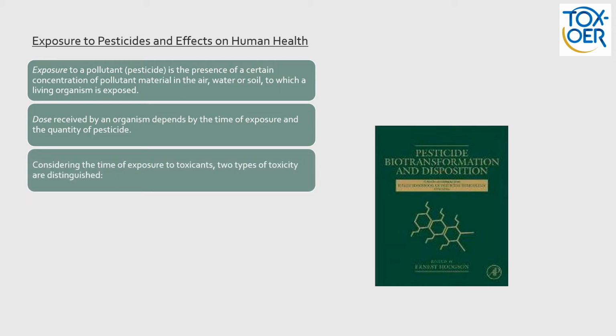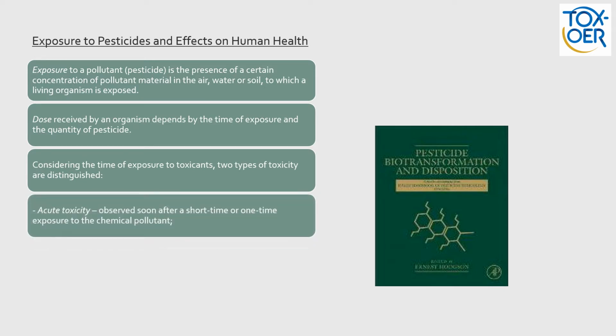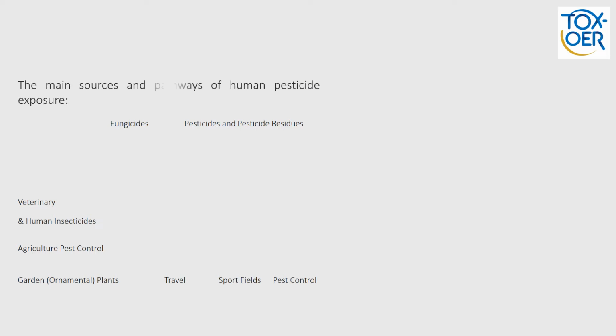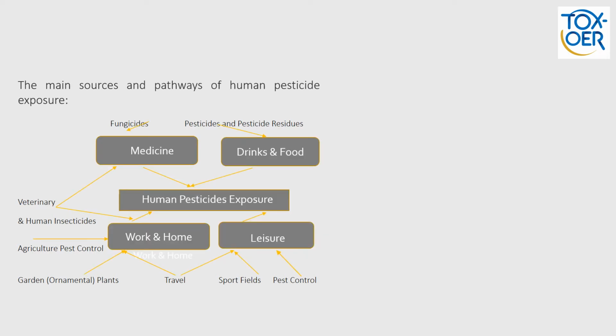Considering the time of exposure to toxicants, two types of toxicity are distinguished. Acute toxicity is observed soon after a short-time or one-time exposure to the chemical pollutant. Chronic toxicity results after long-term and/or repeated periods of exposure to lower doses of the chemical pollutant. The main sources and pathways of human pesticide exposure are graphically presented.